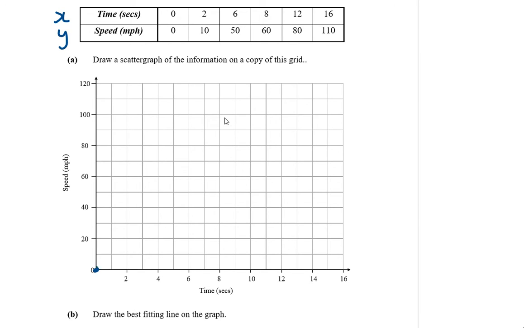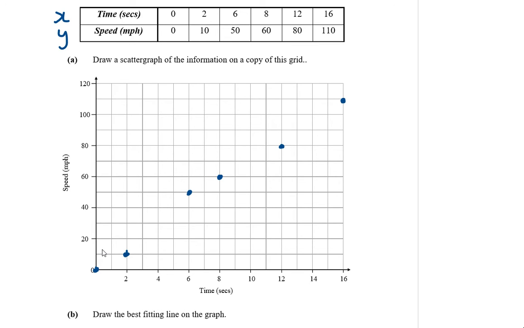So there's 0, 0, that's the first one. The next one at time 2, we've got 10. The only thing you can maybe get caught up with is just checking your scales. Here the scales are 1 for every box, and here it's 10 for every box. The next one is 6 and 50. Plot that. And then 8 and 60. And then 12 and 80. And 16 and 110.